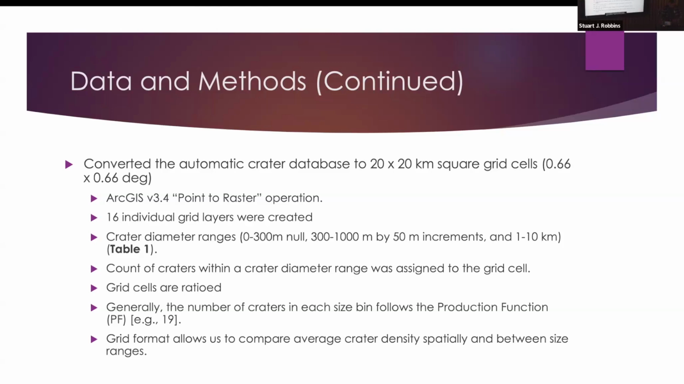We'll see that in Table 1. And then the count of the craters is assigned to each grid cell, and then a kind of ratio of the grid cells. Generally the numbers follow maybe a Neukum production function. And this grid format, in my thinking, allowed us to compare each grid by a kind of ratio, so that if you see a diminishment or reduction of craters in a grid of a smaller diameter, that could imply resurfacing.